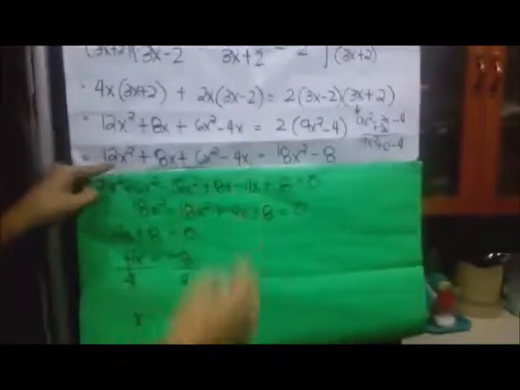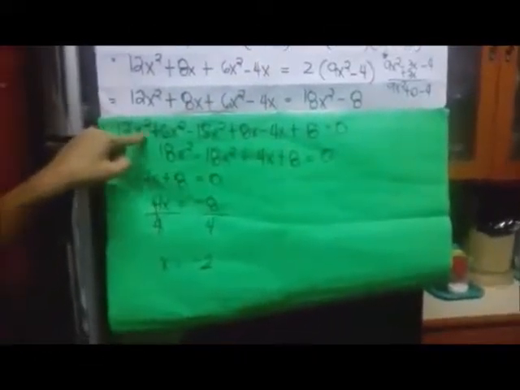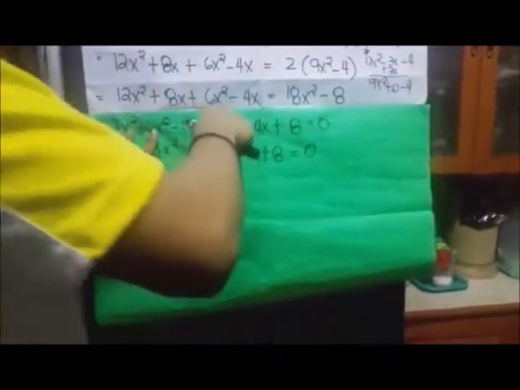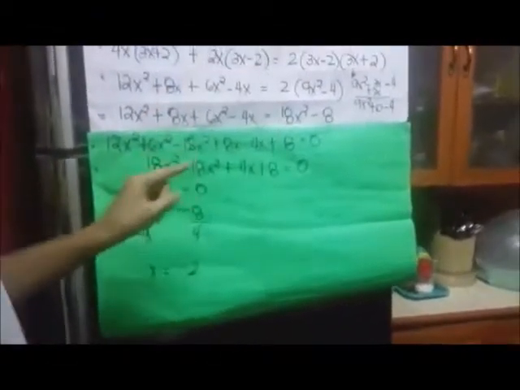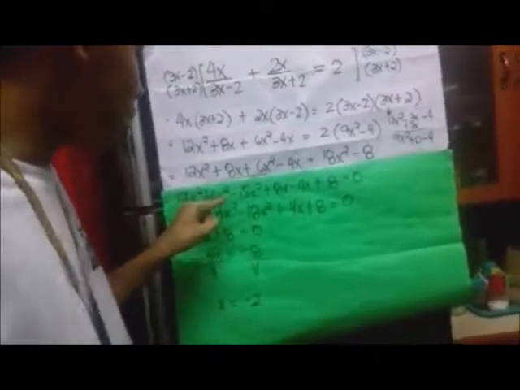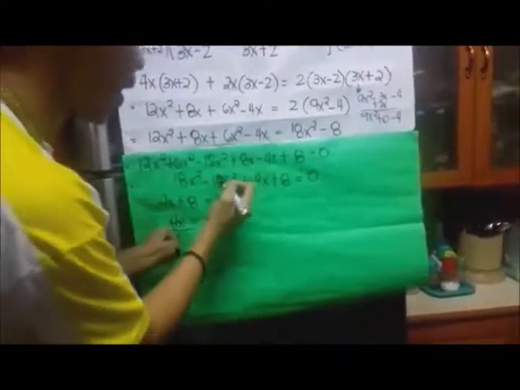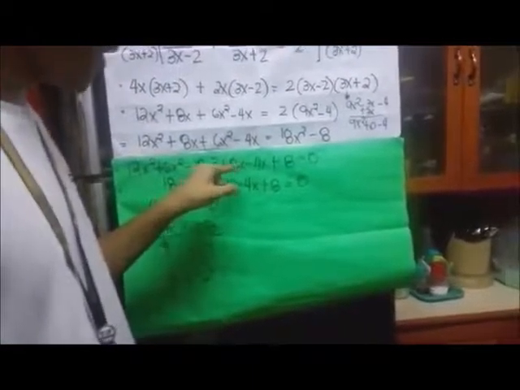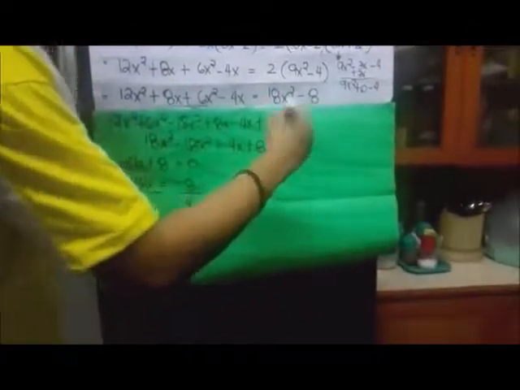Pagsamahin ng like term. Ito, like term. 12x squared plus 6x squared, bali, ayan na. Tapos, 8x plus 4. Tapos ito, bring down 8. Bali, APE, nilipat ko na agad para hindi ako malito. Tapos, 12x squared plus 6x squared is equal to 18x squared minus 18x squared is equal to 0. 0 na yan, cancel na yan. Tapos, 8x plus 4 plus 8, ayan na, is equal to 0.